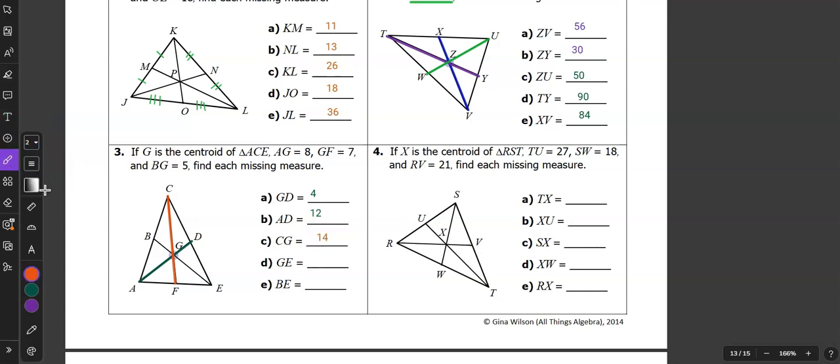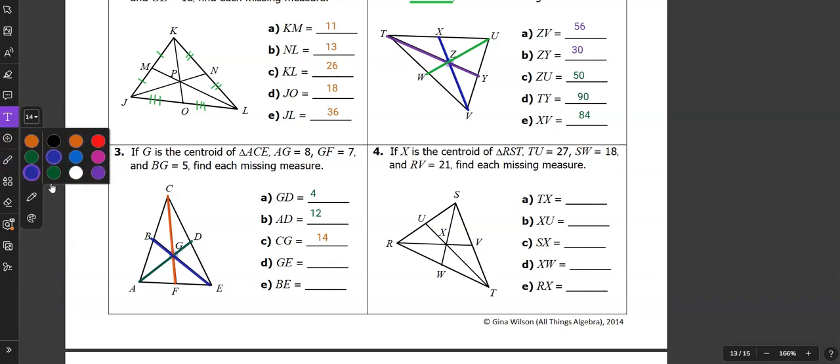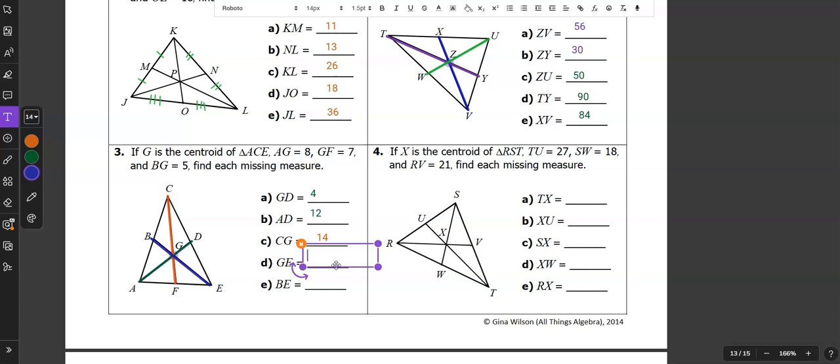And finally, they ask us for GE and BE. So I'm going to highlight BE here. And they give me in my information here that BG is 5. If BG is 5 and it is the smaller section of my median, then GE, which is the longer section, must be 10. And the entire length of the median, therefore, would be 15. Pause here for a moment and make sure that you get this copied down.